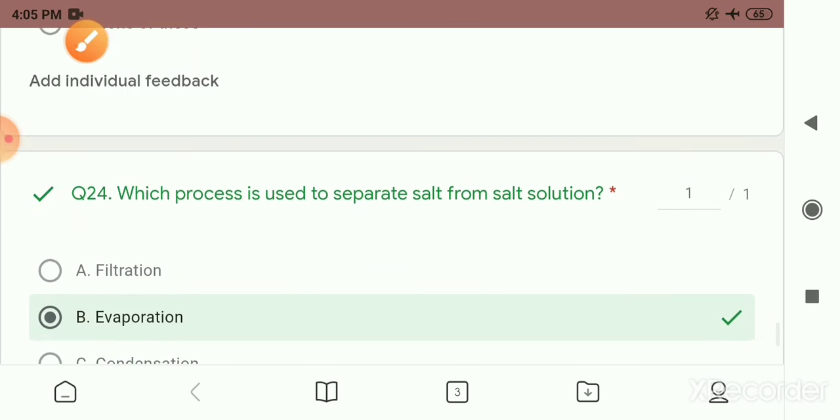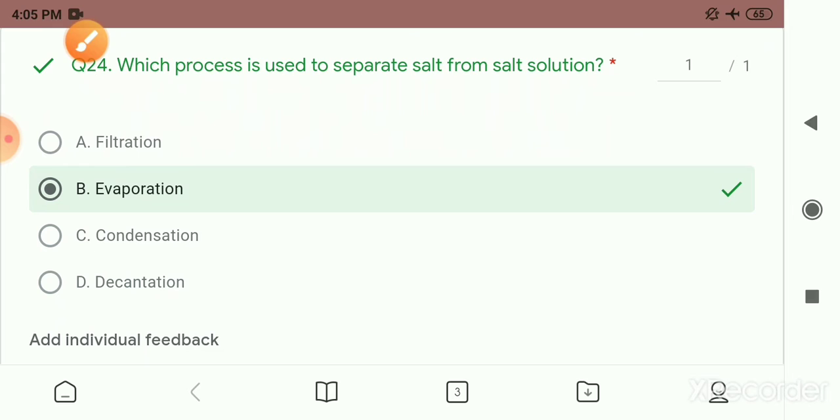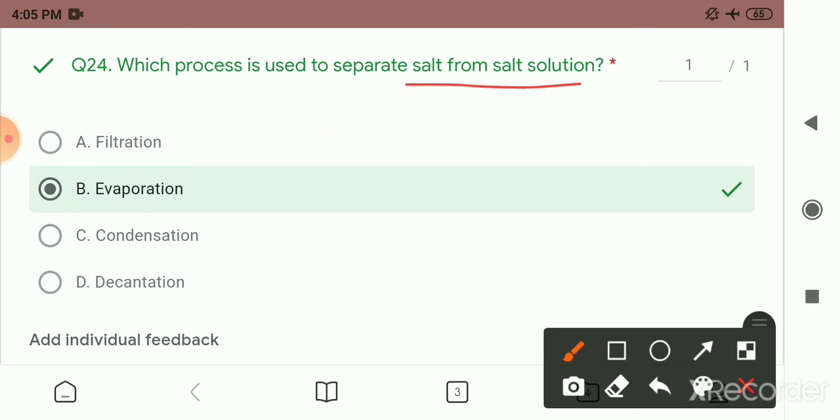Next is 24th number. Which process is used to separate salt from salt solution? How can we get salt from the salt solution? The options are filtration, evaporation, condensation and decantation. So here your answer is option B, evaporation.